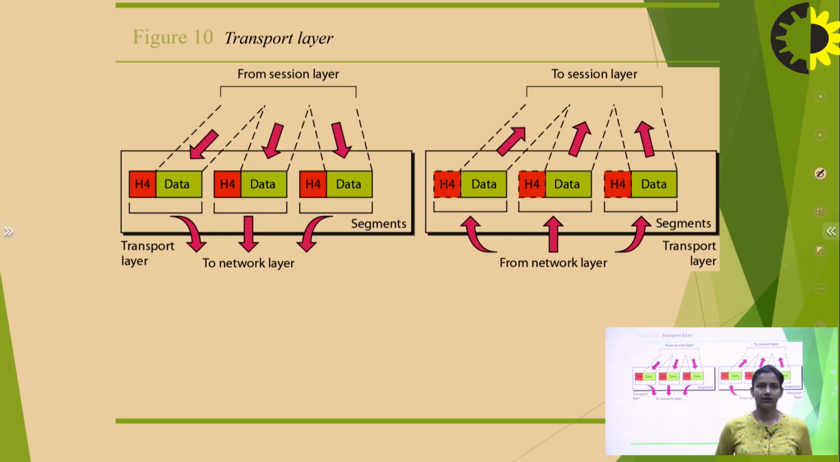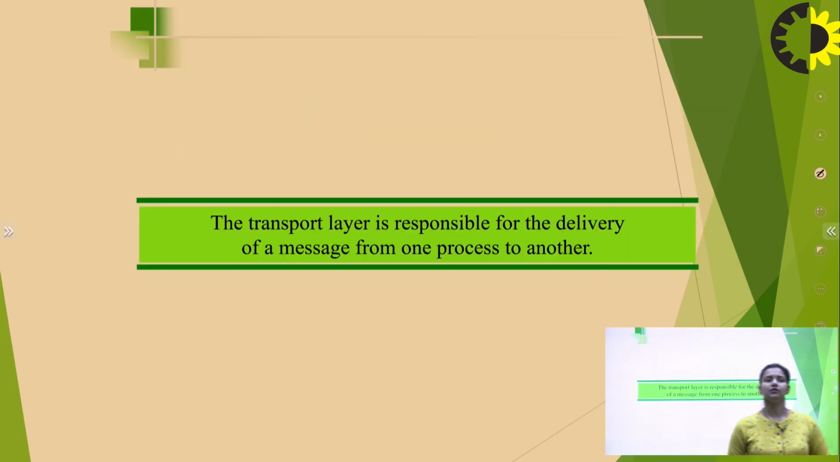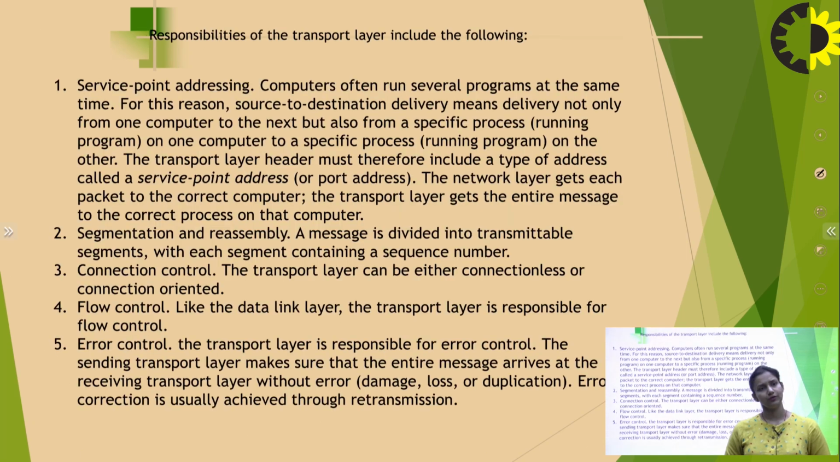Now in the transport layer, we convert the data into segments. As we discussed earlier, we are using new terms for the data, with the help of which we can easily distinguish between the layers. So in this layer we are converting data into segments. The transport layer is responsible for the delivery of a message from one process to another. Segmentation and reassembly: a message is divided into transmittable segments, with each segment containing a sequence number.